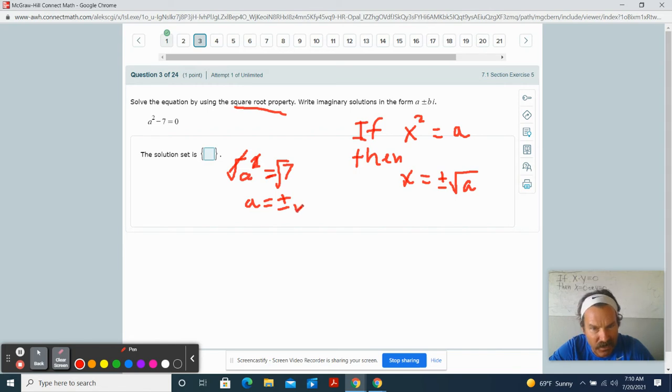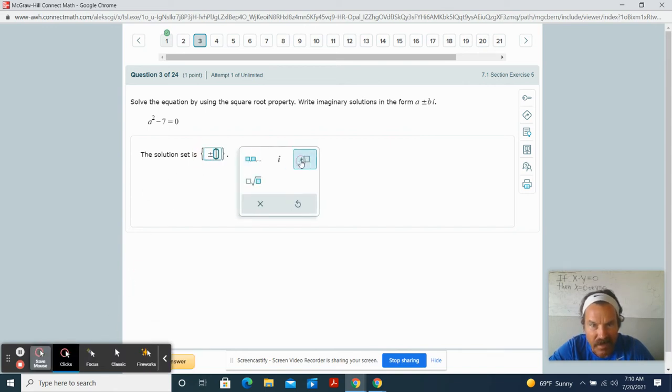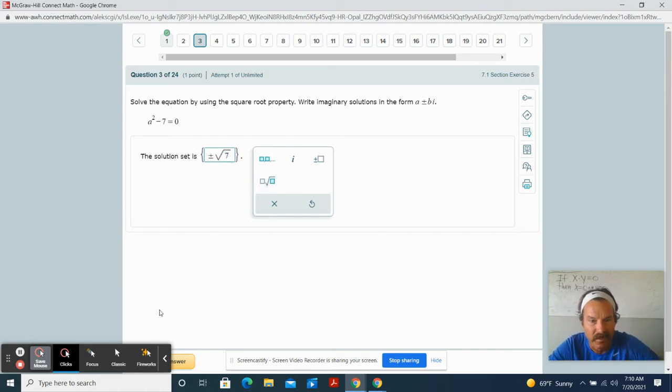And we can't take the square root of 7. We can't simplify the square root of 7. So we just leave it as plus or minus square root of 7. Again, you'll see the plus or minus sign, which is probably the first thing you want to hit. Then you have the square root, and then you just put in 7. And that's all there is to it.